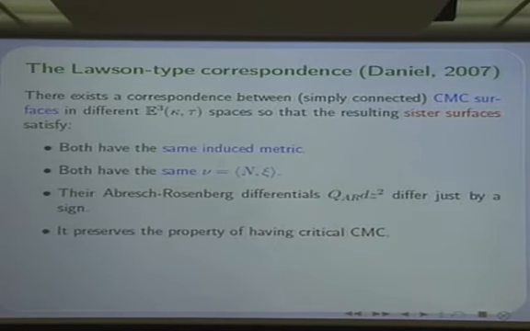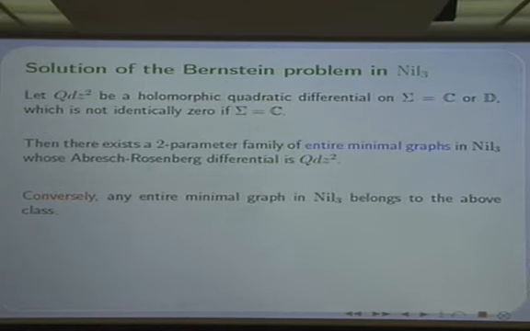So let me state it first for Heisenberg. As we said previously, in R3 you only have planes. What happens in Heisenberg? Well, the solution is this thing. Assume that you start with a holomorphic quadratic differential on the complex plane or on the unit disk, which is not identically 0 in the case it is parabolic.